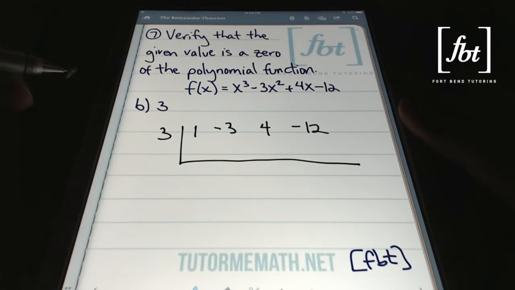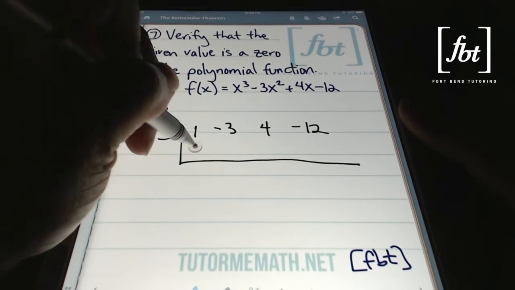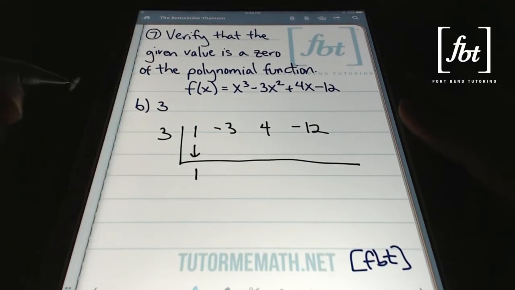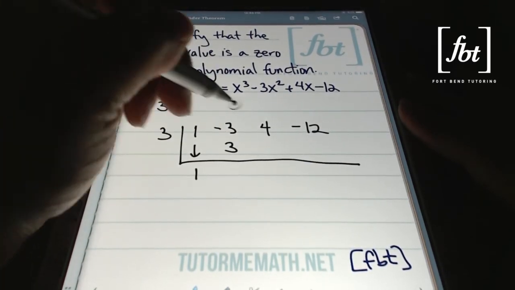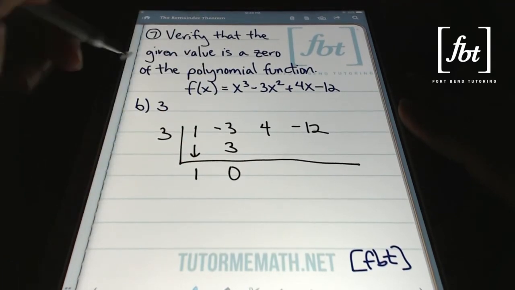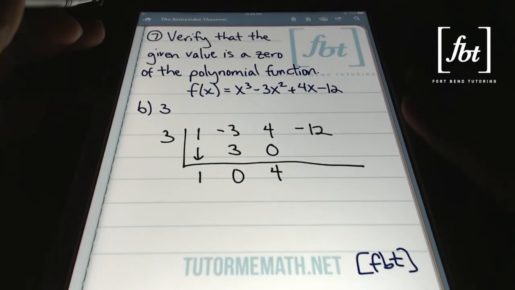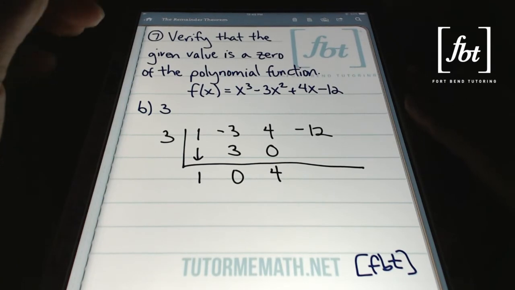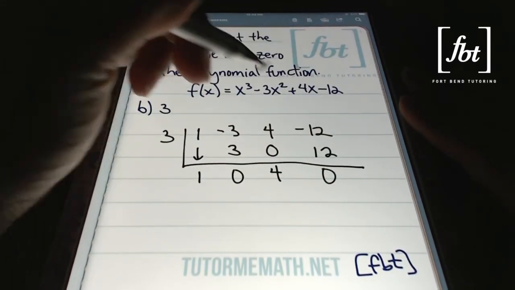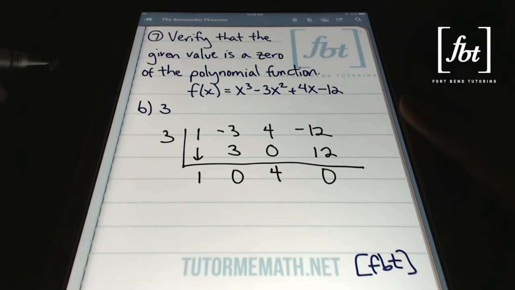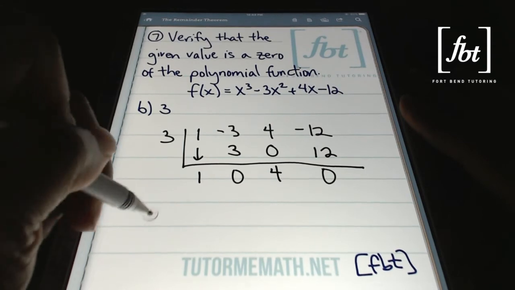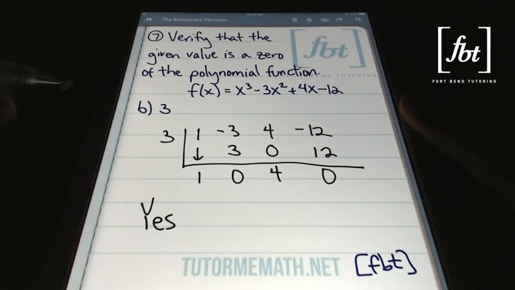Plugging these values in, continuing the synthetic division process, we'll be bringing down 1 here. We'll have 3 times 1, that gives us 3. Negative 3 and 3 combine to give you 0. 3 times 0 is 0. 4 plus 0 is 4. And, of course, we'll have 3 times 4, which gives us positive 12, and negative 12 and 12 give you 0. Turns out that 3 is also a 0 of our polynomial function. So once again, this answer is yes. Yes, 3 is a 0 of the polynomial function because the remainder is 0.